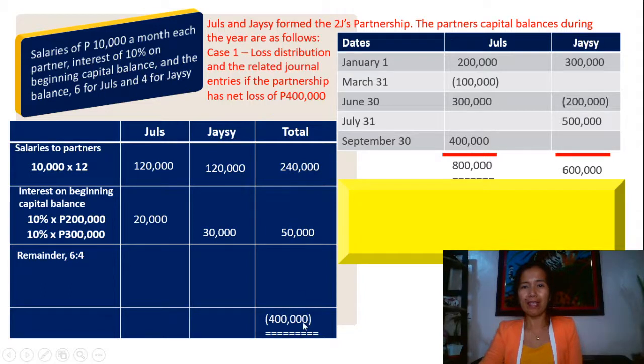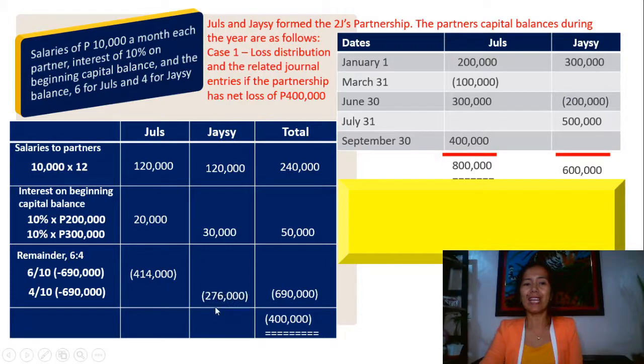So negative 400,000 less 240,000 less 50,000 will give us a total of negative 690,000. Since this is the ratio, the share of Jules would be 6/10 times negative 690,000. But first, how do we get this 10? That is 6 plus 4. That will become our denominator. So the product for Jules is negative 414,000, and for JC, that is negative 276,000, or 4/10 times negative 690,000.